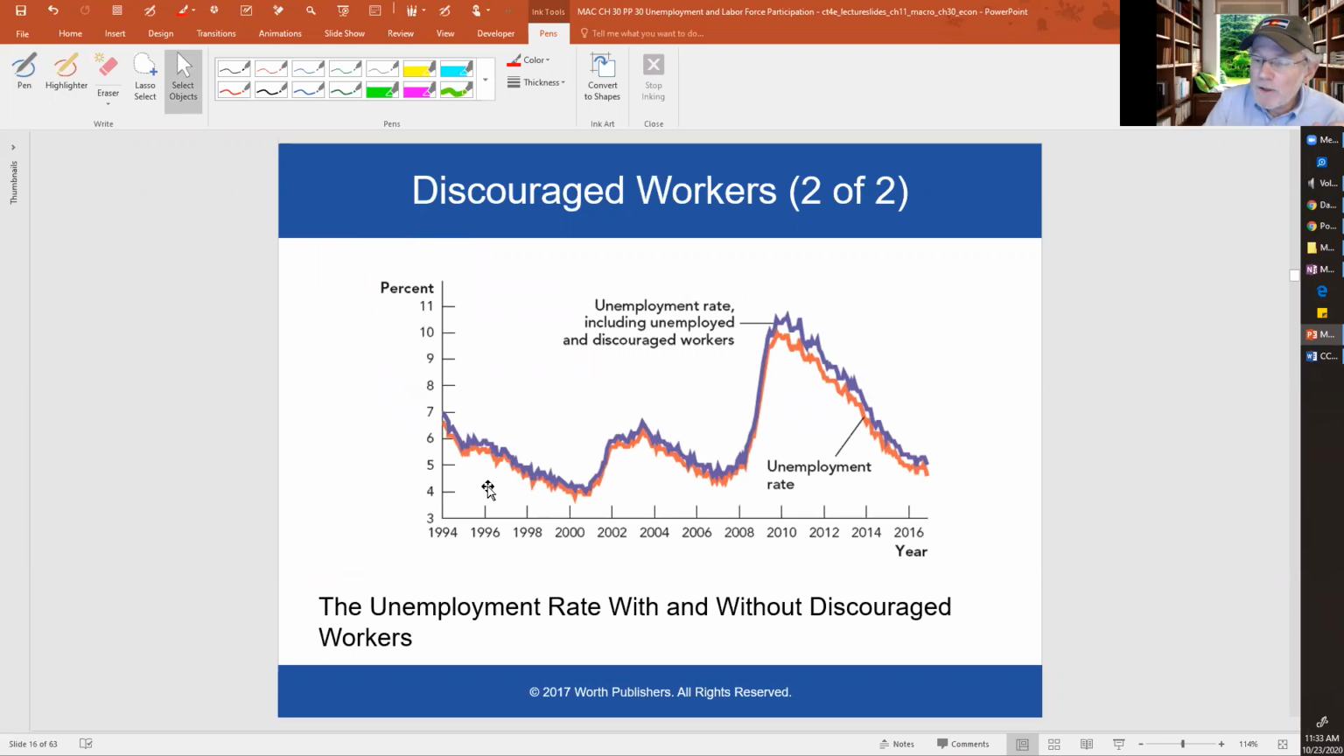And here's a graph that shows you, let's see, the red is the official unemployment rate. If you include the discouraged workers, then you get the blue level, and you can see that the blue level, including the discouraged workers, is higher than the official unemployment rate, but not by a lot, but by a little bit. Okay.